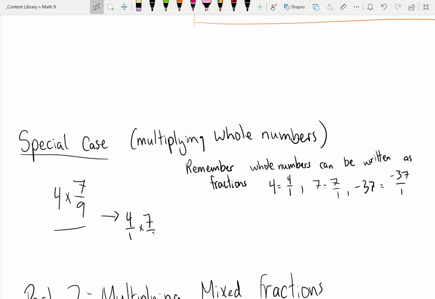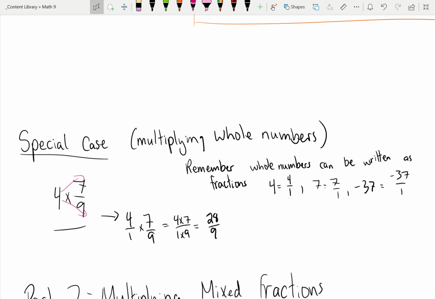times 7 over 9. The reason why this is important, oftentimes I see the mistake of where you multiply both the top and the bottom. We don't want to do that. That would be like multiplying 4 over 4. So this is going to give me 4 times 7 over 1 times 9. So this is going to give me 28 over 9.